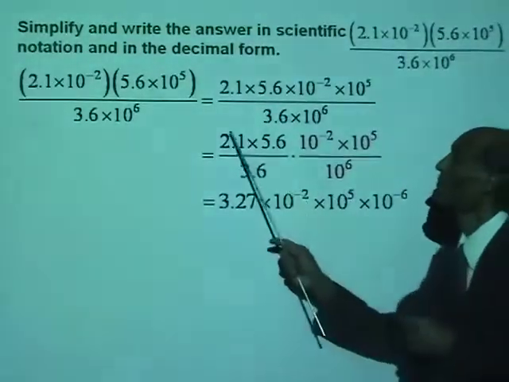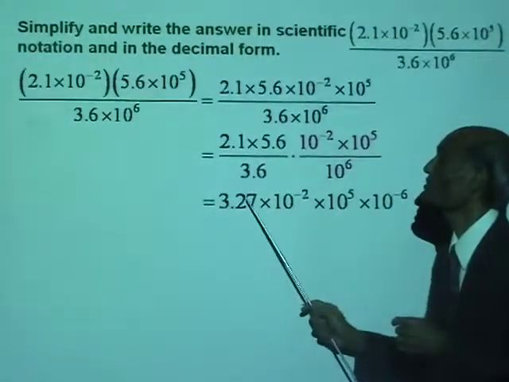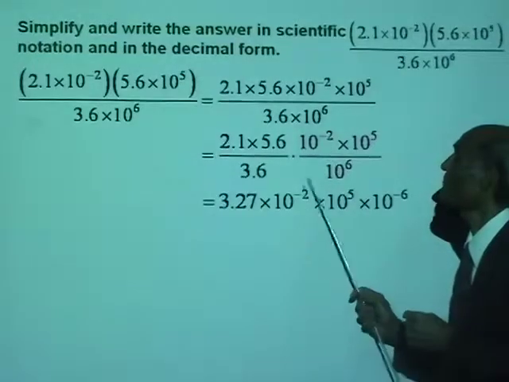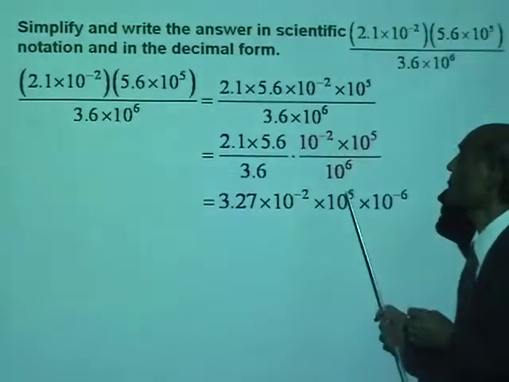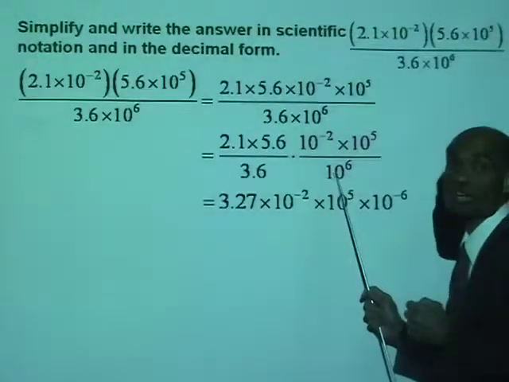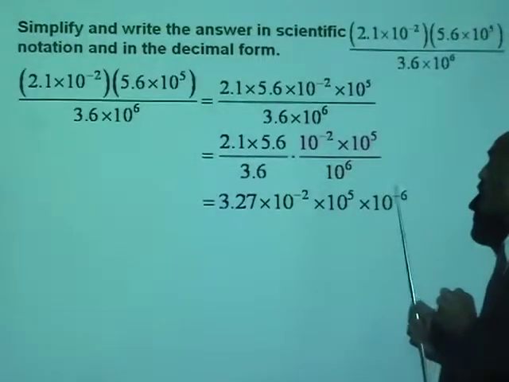So what happened? This quantity I calculated, I got 3.27. And this is now 10 to the power of negative 2 multiplied by 10 to the power of 5 multiplied by this 10 to the 6 that went up to become 10 to the power of negative 6.